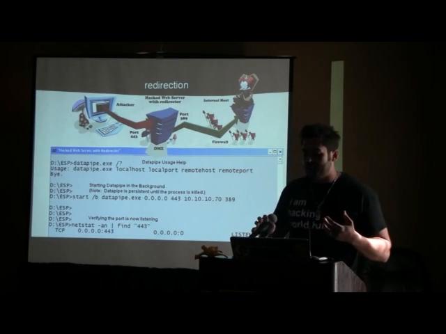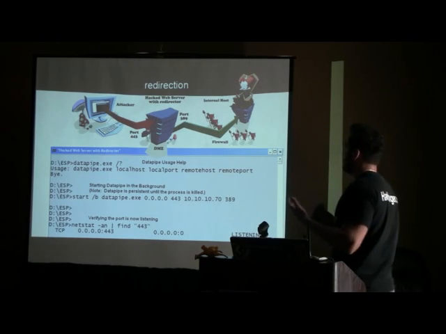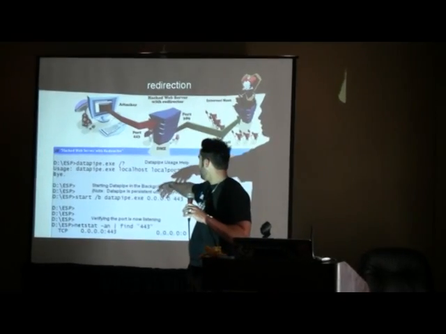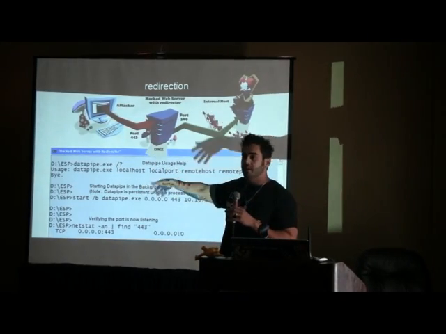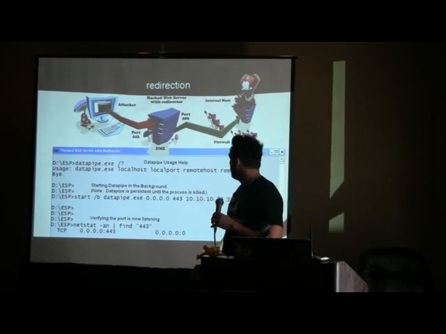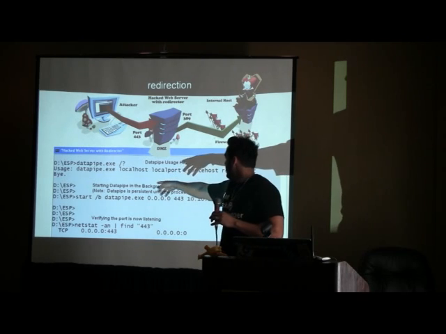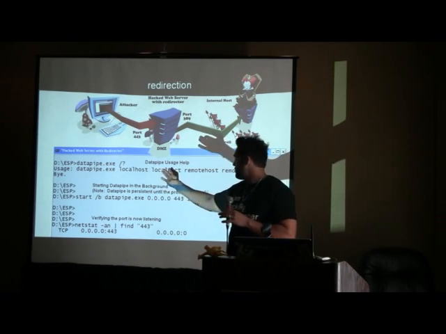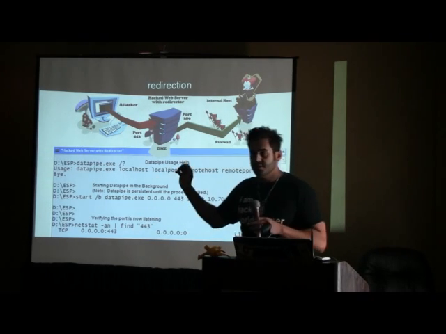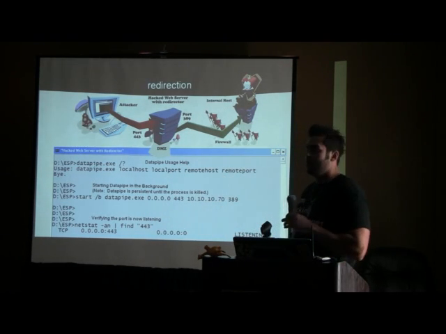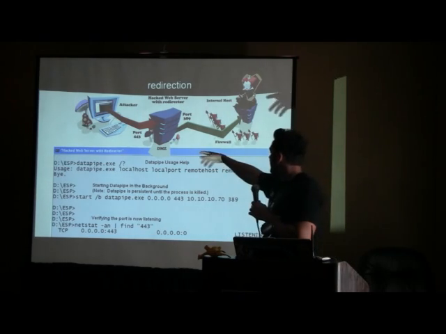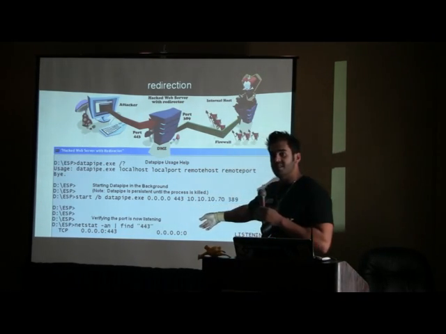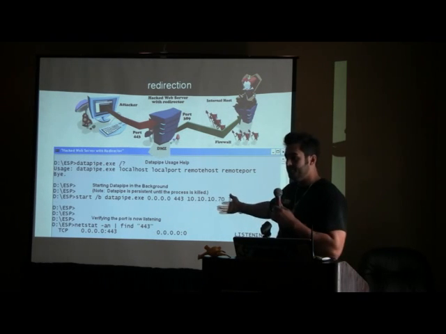All right, so redirection, like we saw in that previous slide, this is what it looked like from the command line. So we have connection to our machine, we connect into our back door, we have the command line, we put up our tools, we put up data pipe. The command line usage is pretty simple. We start in the background, start /b datapipe.exe 0.0.0.0, listen on 443, accept any packets that come to me, and then redirect them off to this internal host, 10.10.10.70 on port 389.